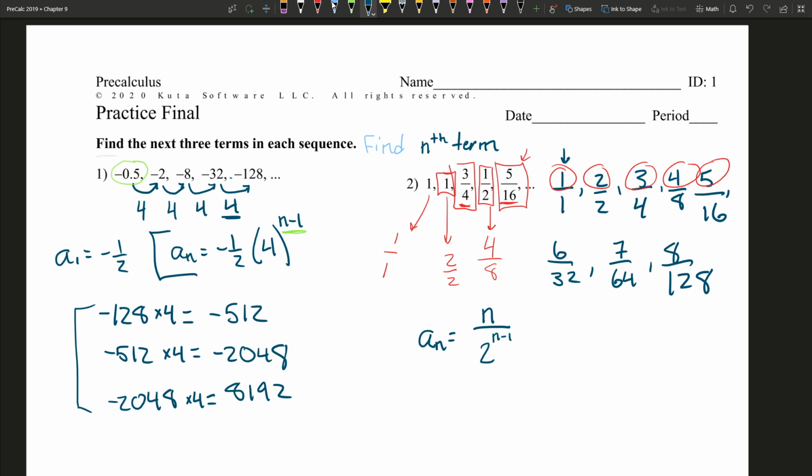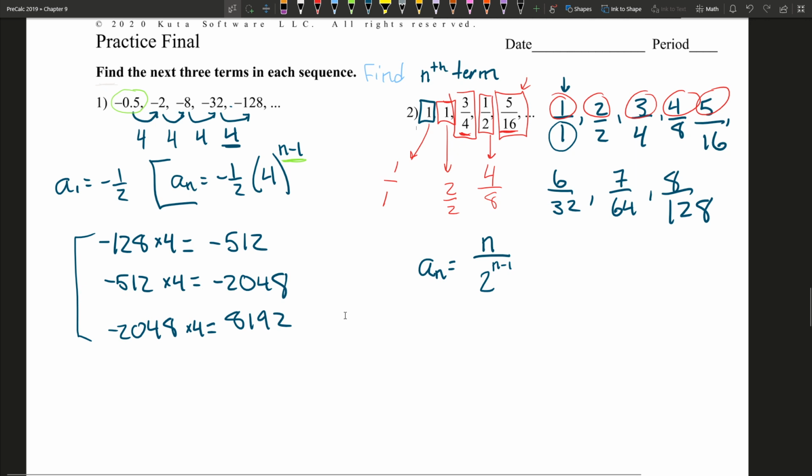All right, and again, we could check that. This first denominator is 2 to the power of 1 minus 1, which is 0. 2 to the power of 0 is just 1. And then 1/1, that checks out for the first. The second term, we plug in 2 there, we would get 2 over 2 to the 2 minus 1, which would be 2/2, and that checks out. And we could do that for the next couple of terms just to check. Okay, so I'll give people a second to just look at this, and then we'll move on.